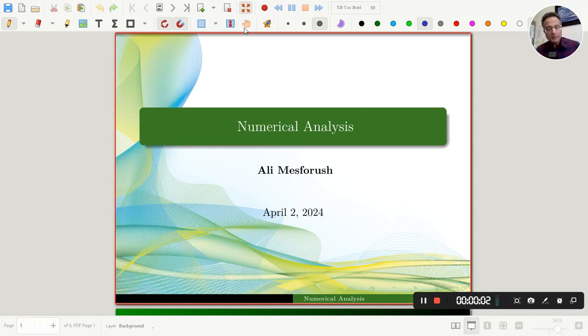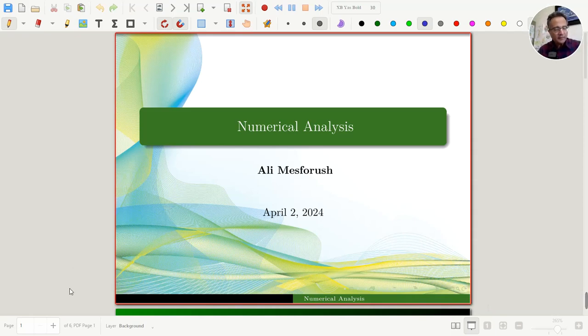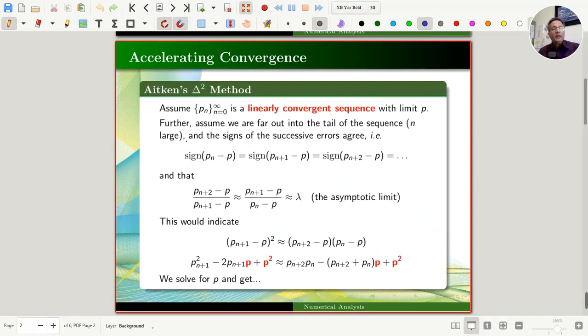Okay, let me continue to express a technique for accelerating the convergence of a sequence. The technique is called Aitken's delta squared method. Let me introduce a sequence Pn, n from 0 to infinity, as a linearly convergent sequence.